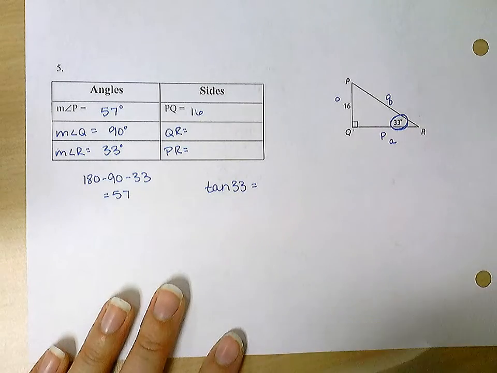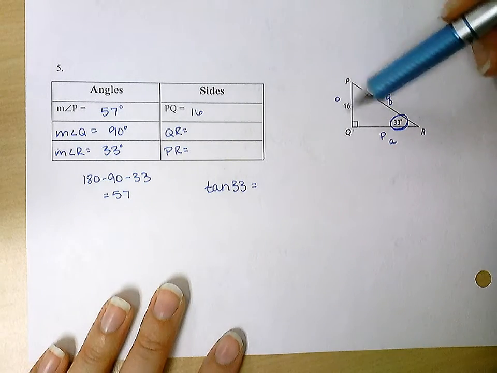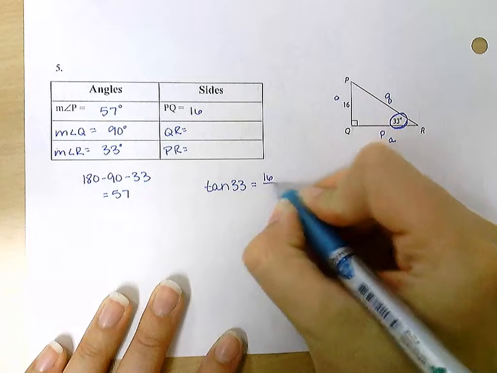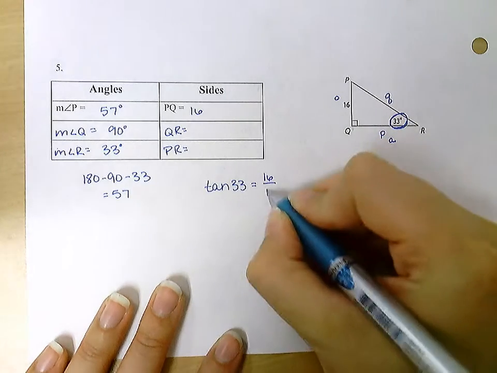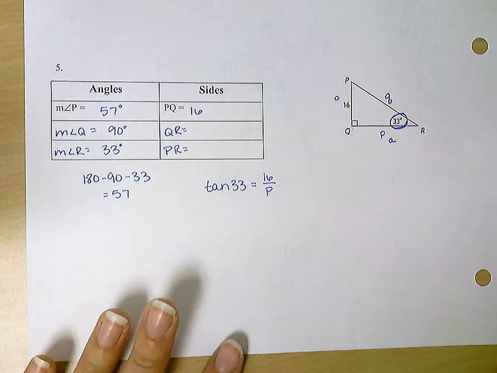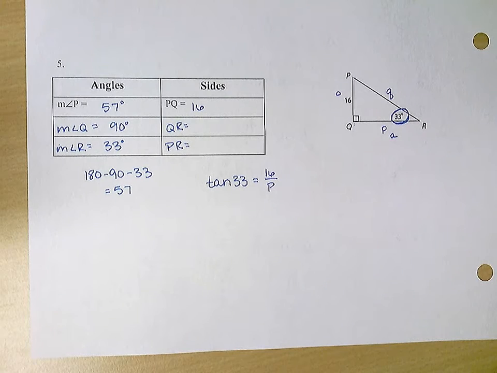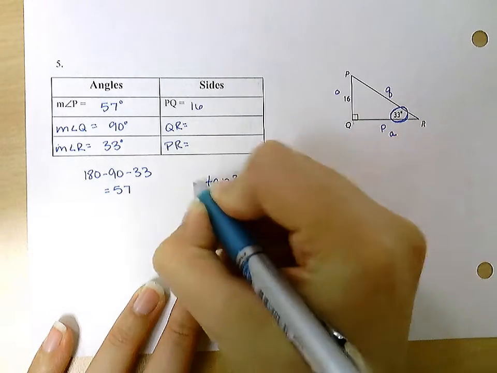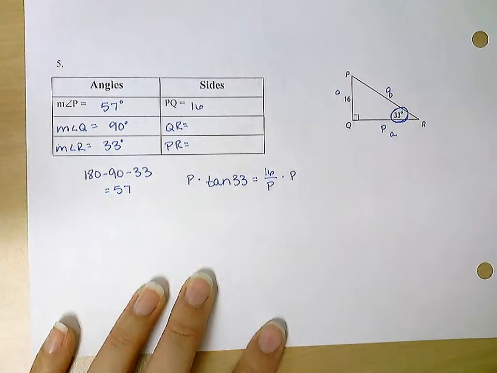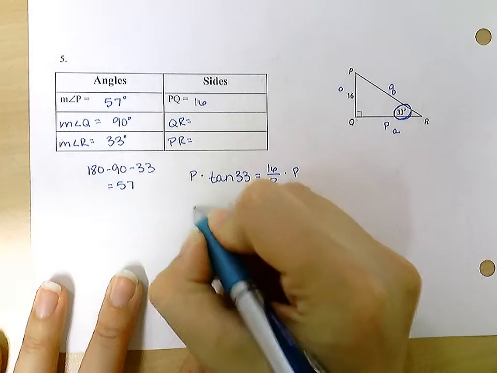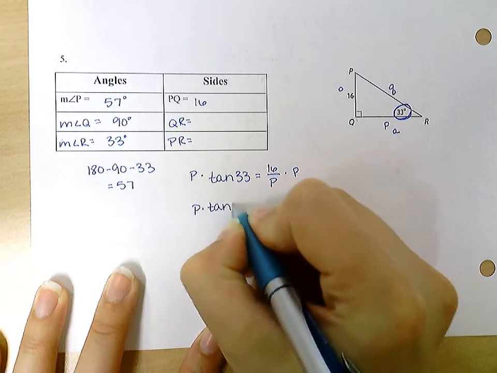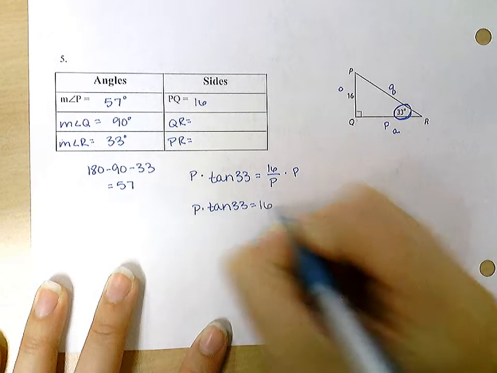That's equal to your ratio of sides. So O is 16 over A, which is P. Or you could keep it as A too. Now all we have to do is what we did yesterday. I'm solving for that variable within the ratio, so I always multiply by whatever's in the denominator. So I'll multiply both sides by P. So we have P times the tangent of 33 is equal to 16.